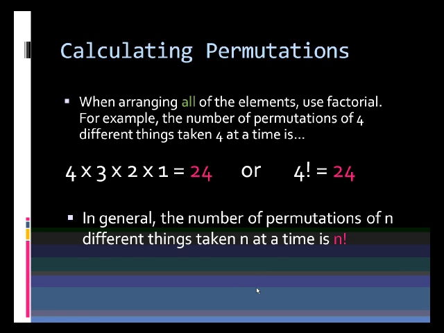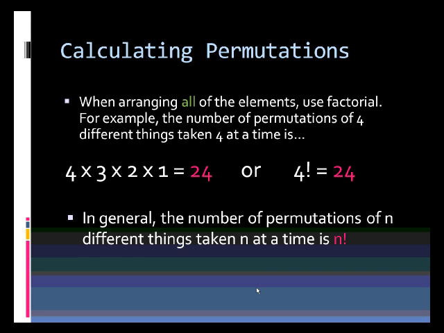So, in general, that was just with 4. If we arrange n things, taken n at a time, then it will be n factorial. So in general, the number of permutations of n different things taken n at a time is n factorial.